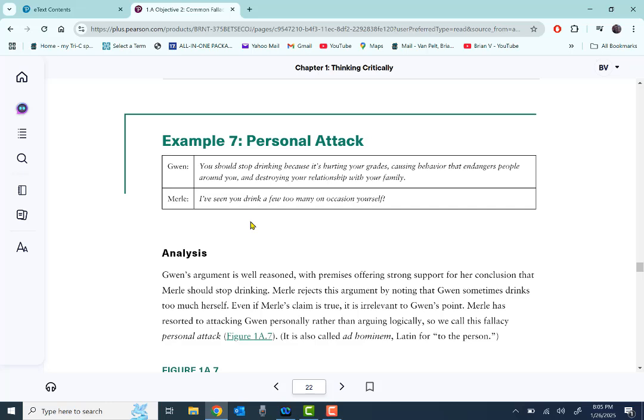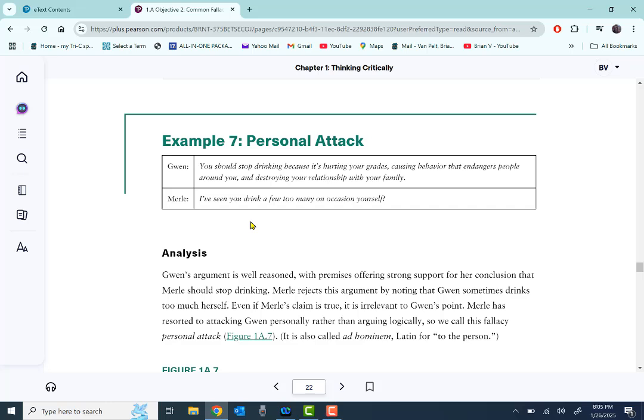So when you look at Merle's response, Merle doesn't address any of the statements that Gwen made. Gwen proceeded in a fairly logical way. Each one of these looks like it follows from the previous statement. You should stop drinking because it's hurting your grades. There's a well-known relationship there. Causing behavior that endangers people. See, these are good reasons, and she can probably back them up with examples of what is happening in real life. Merle doesn't want to hear any of it.